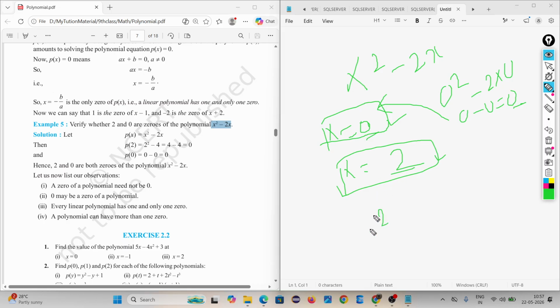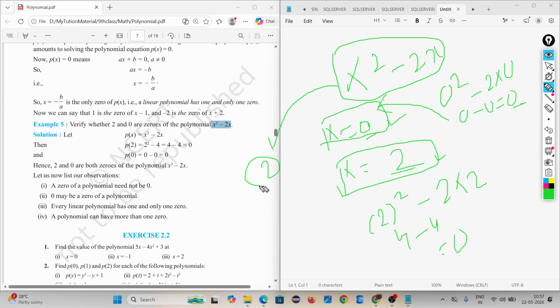Then put the value 2. 2 square minus 2 into 2, that is 4 minus 4 equal to 0. It is a quadratic polynomial, 100% quadratic polynomial having 2 zeros. Yes, sir. One is 0, one is 2.